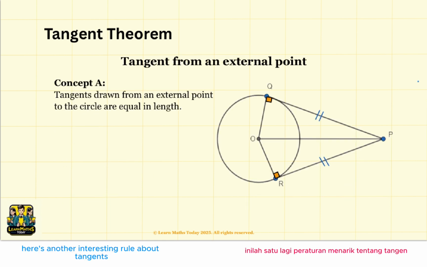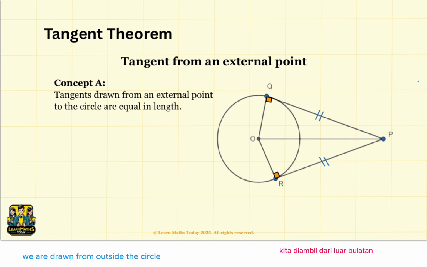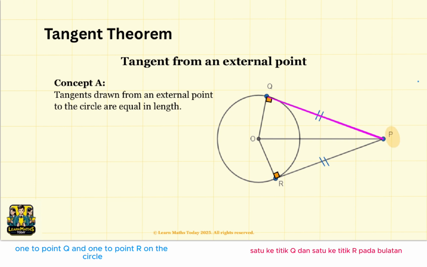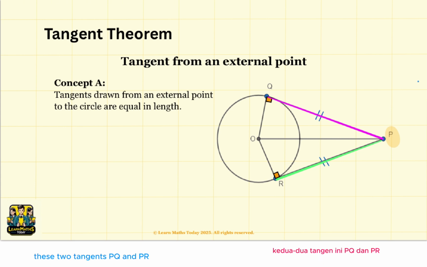Here's another interesting one for tangents. This time the tangents are drawn from outside the circle. Point P is somewhere outside the circle. From point P, we draw two tangents, one to point Q and one to point R on the circle. Here's the interesting part. These two tangents, PQ and PR, are exactly the same length.